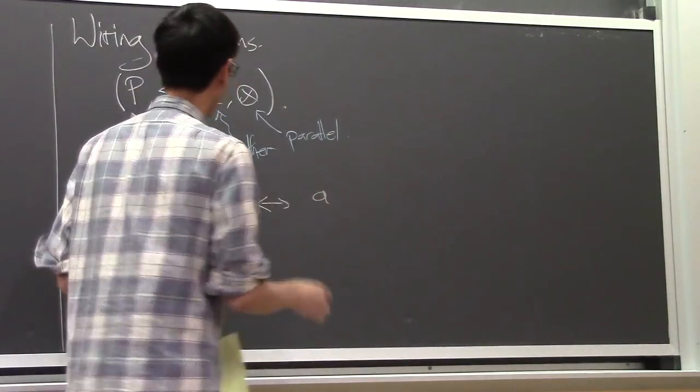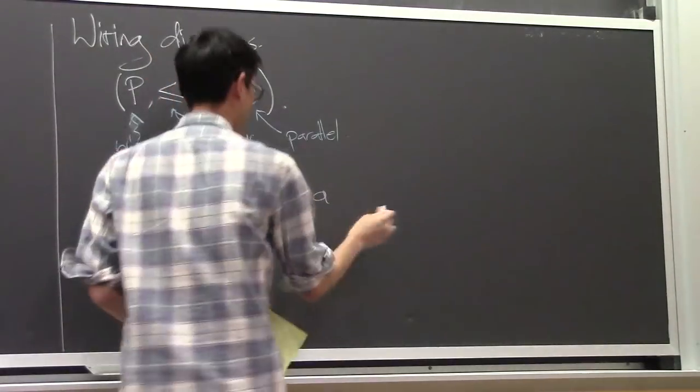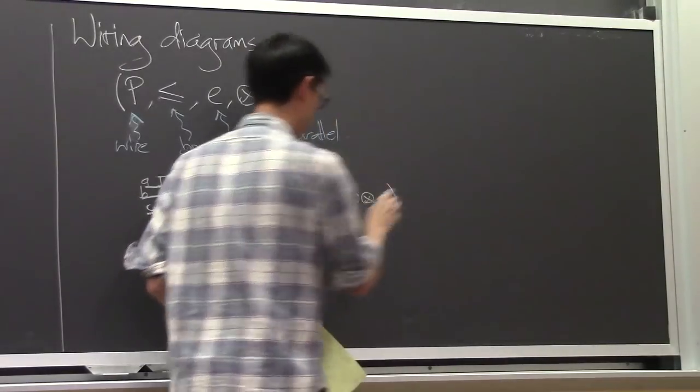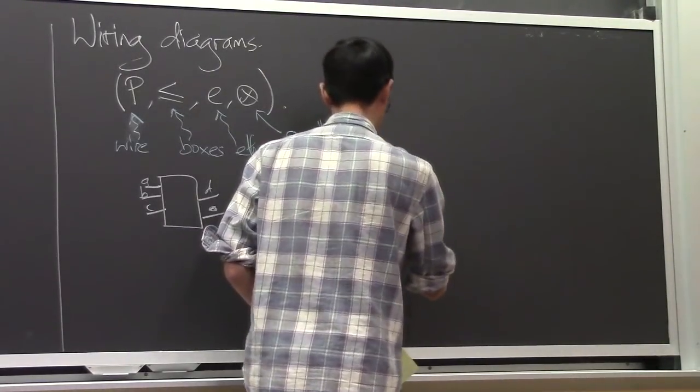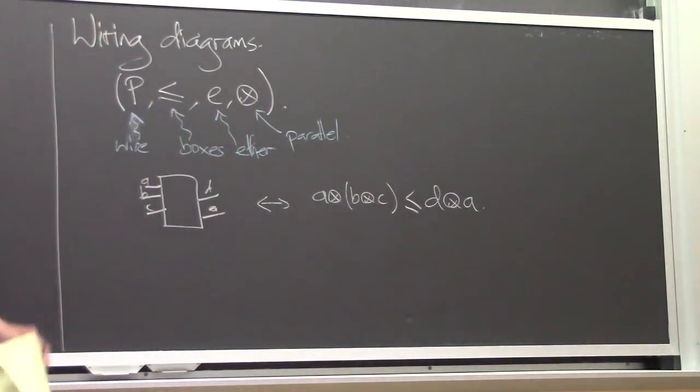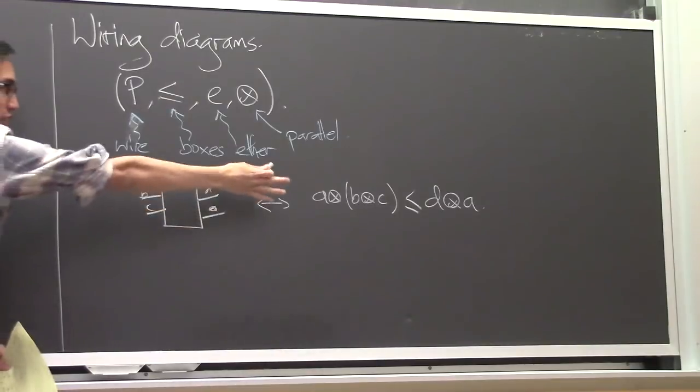The usual notation is the one we've been using here, which is to write things like A tensor B tensor C, times is less than D times A. Right. But this is just an alternate notation for that expression.